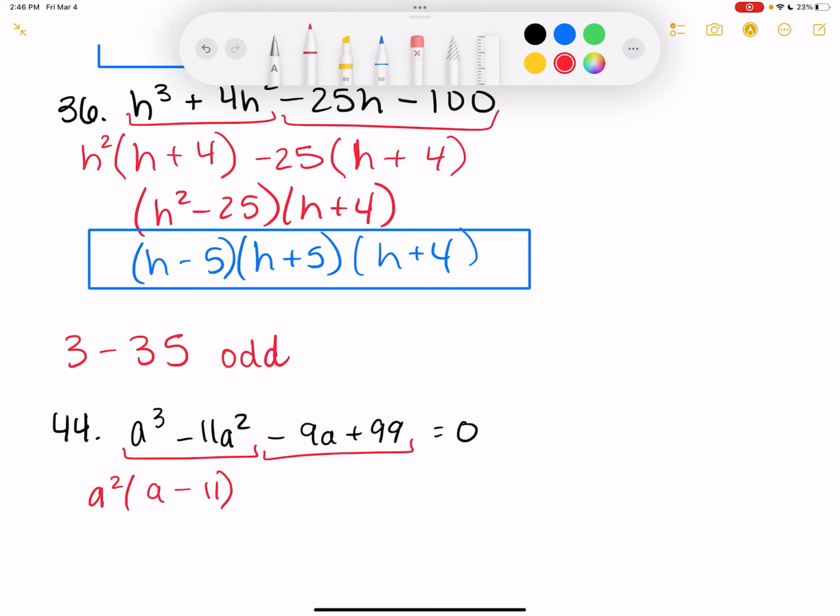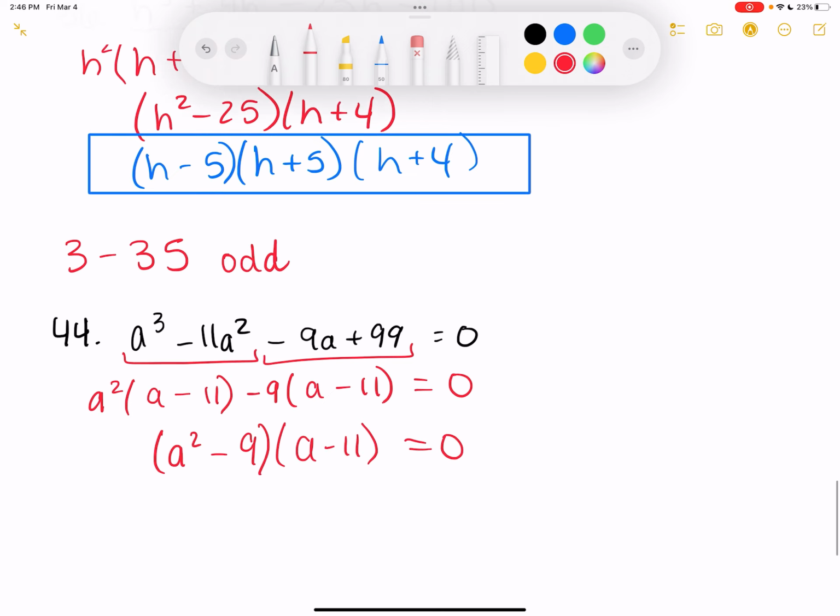Good job, Avery. I need it to look like this one. Negative 9. So it's just a minus 11. Yep. So then a squared minus 9 times a minus 11 equals 0.